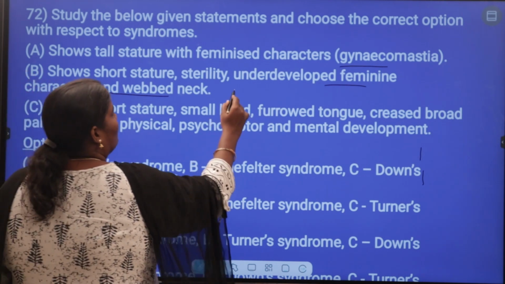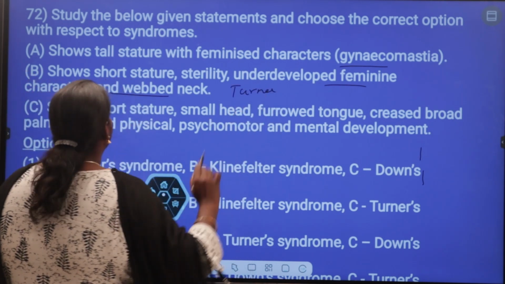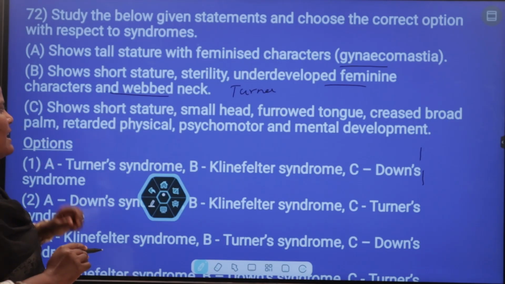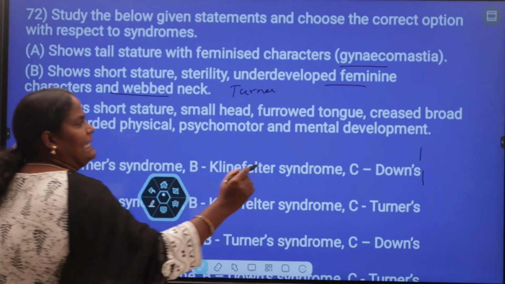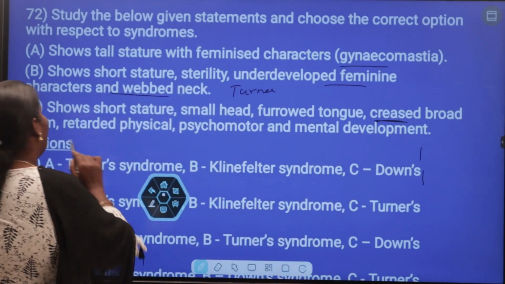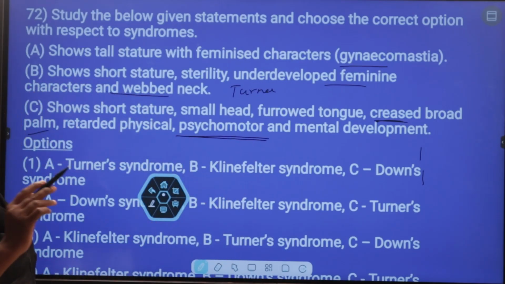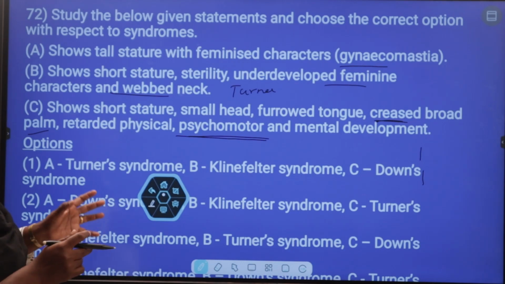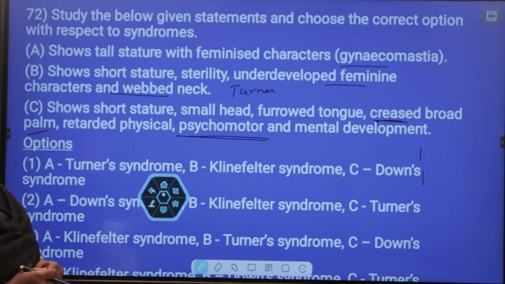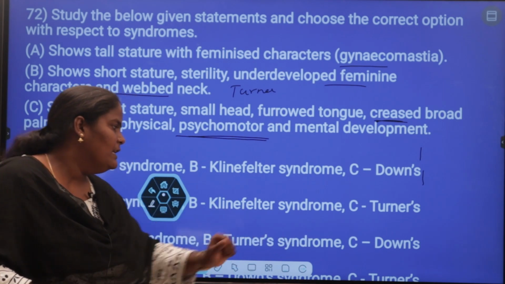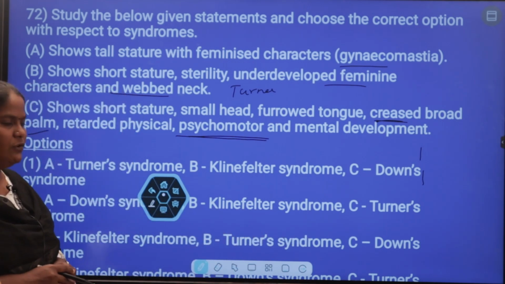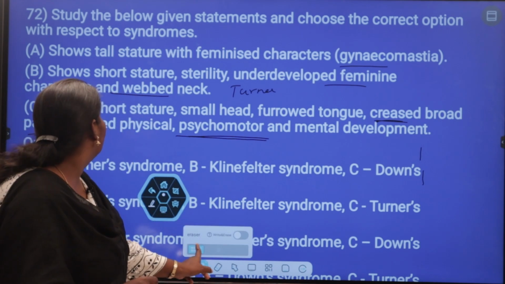the Turner syndrome. Next one shows short stature, small head, furrowed tongue, creased broad palm, and psychomotor activities and mental development is poor. These two are the typical descriptions for the Down syndrome. Based on this, there are some options given. So the third option, A Klinefelter syndrome, B Turner syndrome, C Down syndrome is the correct option for this question.